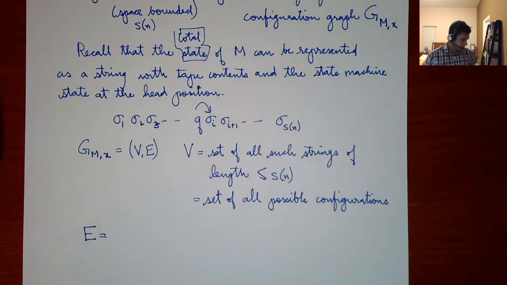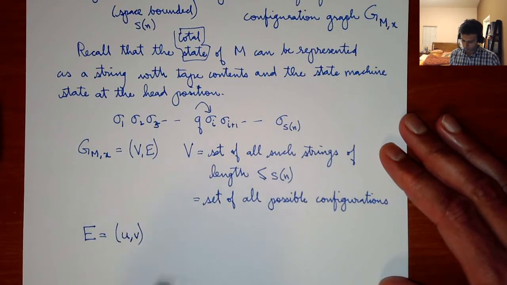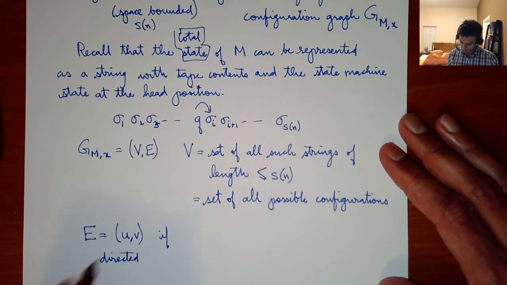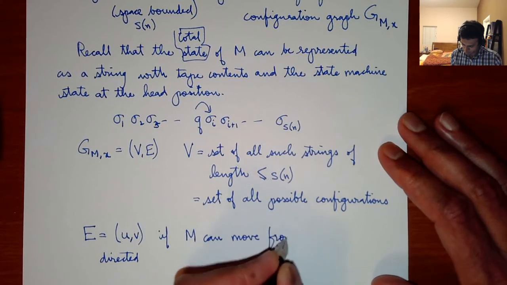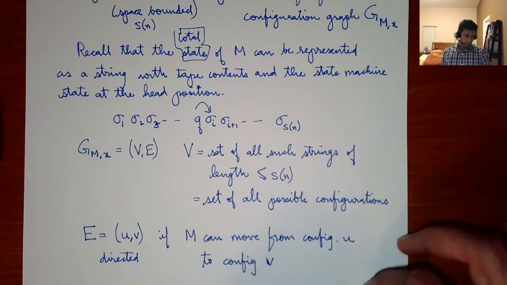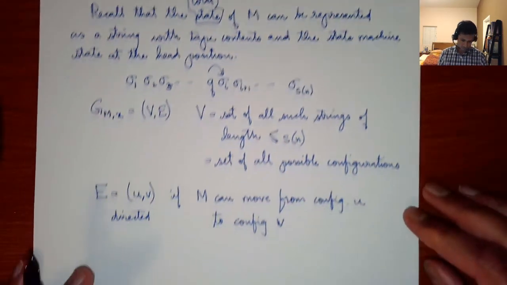Now E, the edges, is going to be, there's an edge (u, v), and this is a directed edge. So E is a directed set. This is directed, if M can move from the configuration u to the configuration v. Okay, does this make sense? So the configuration graph basically says these are all the transitions, but not of the transition function, the transition of the entire machine goes from one configuration to the next, and you draw a graph that just represents all of this information. Okay.